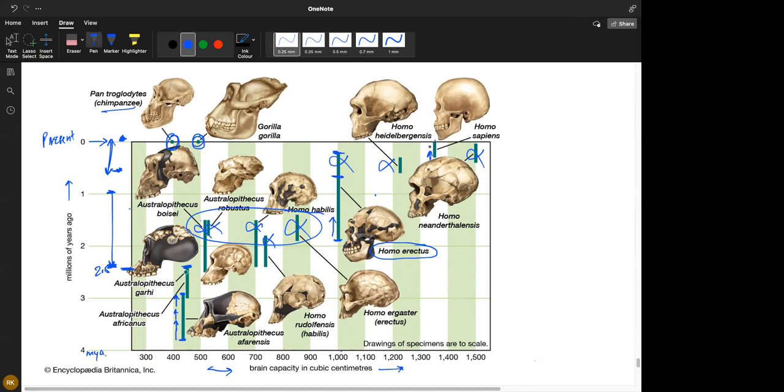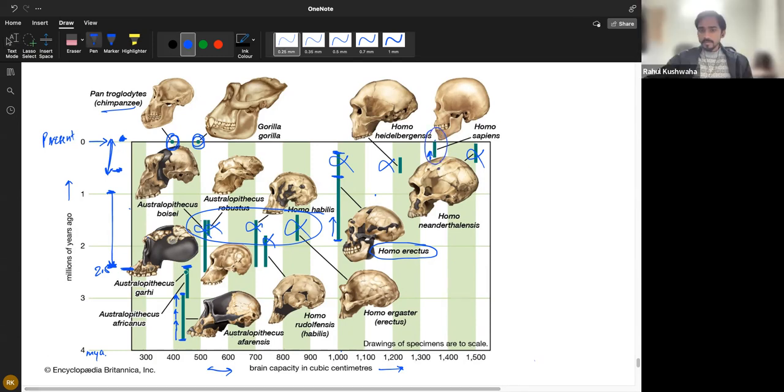And if you see, the cranial capacity of Homo sapiens is around 1400. The only one species that had a bigger brain than us in history was Homo neanderthalensis. Now, that's a kind of a dilemma. Neanderthals had a brain around 100 cubic centimeters more than us. Can you see this? So this is the only glitch in the data.